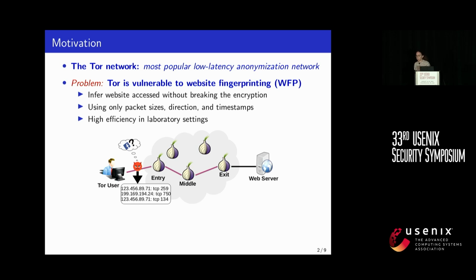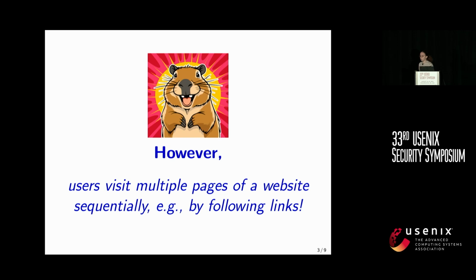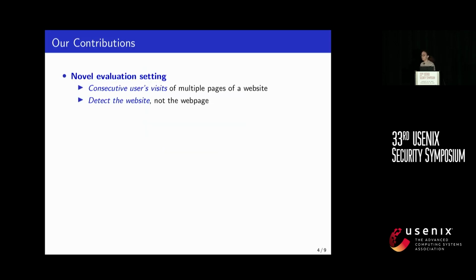Previous work has shown that this attack can achieve very high accuracy in laboratory settings. Despite this high accuracy, the scalability of the attack is still under research, and typically previous work focuses only on the detection of isolated web page loads. However, users often visit multiple pages of the same website sequentially, for instance, by following links. Therefore, we are proposing a new evaluation setting where we consider consecutive user visits of multiple pages of the same website, and our goal is to detect the whole website, not isolated web pages.